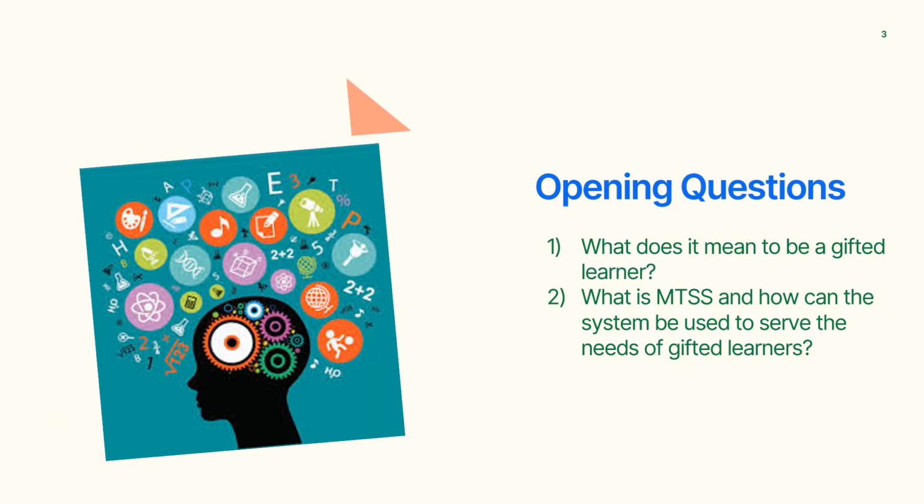Here are two questions we would like you to think about to get you started for today. The first is, what does it mean to be a gifted learner? And the second question is, what is MTSS and how can the system be used to serve the needs of gifted learners? Please spend the next few minutes thinking about those questions and jotting down some ideas.